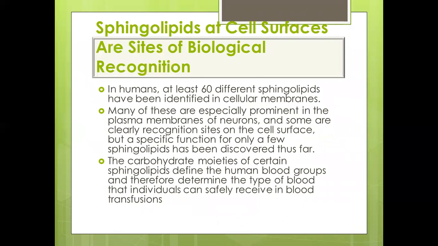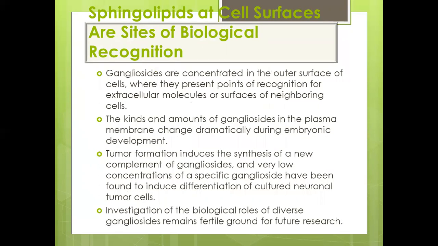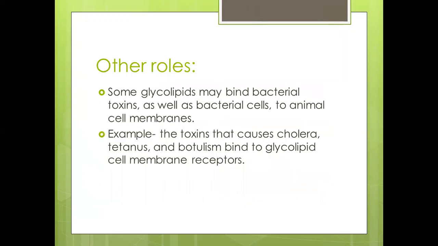In humans, at least 60 different sphingolipids have been identified in cellular membranes, and many of these are especially prominent in the plasma membrane of neurons. Some are clearly recognition sites on the cell surface, but a specific function for only a few sphingolipids has been discovered thus far. The carbohydrate moieties of certain sphingolipids define the human blood groups and therefore determine the blood types of individuals.